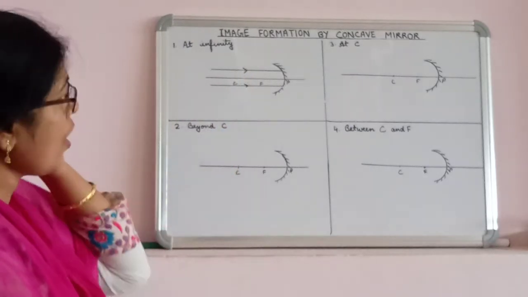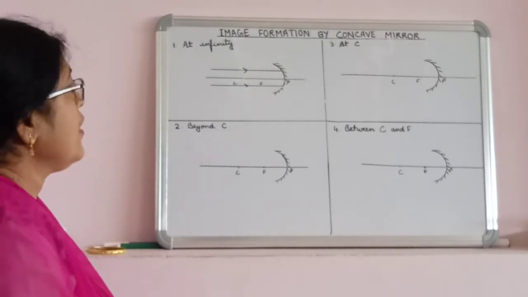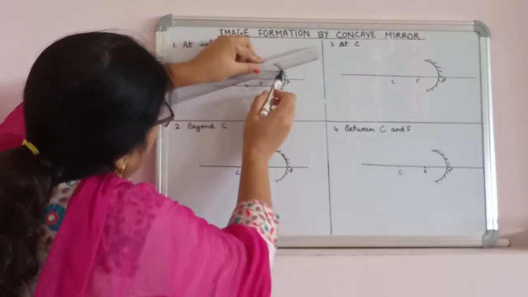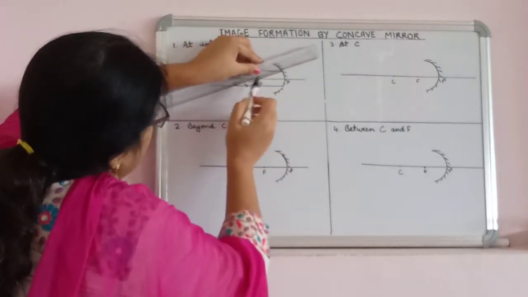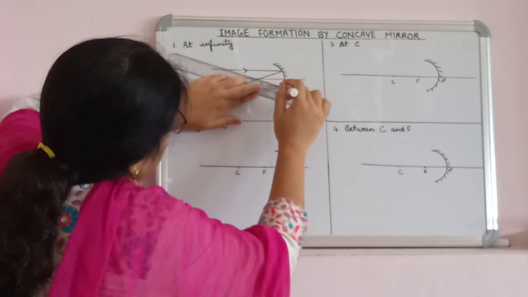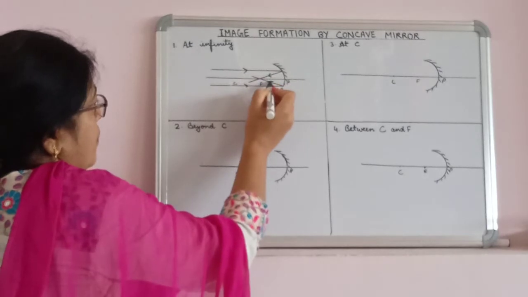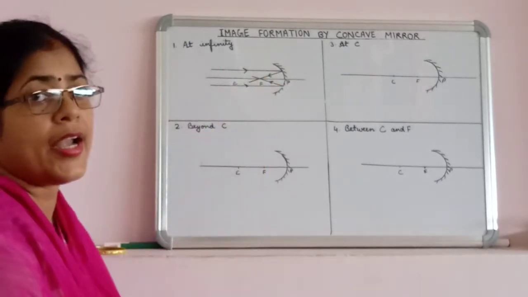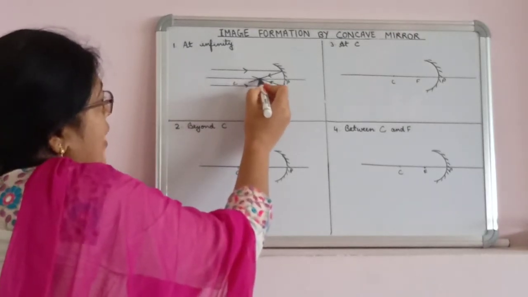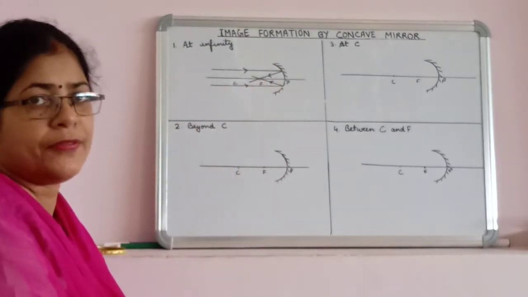like this. Now according to the special rays we have discussed in the last video, these rays which are parallel to the principal axis pass through the focus after reflection like this, and wherever these two reflected rays intersect, we are going to have the image of the object. So you can see the intersection is at F. So we will have the image at F.